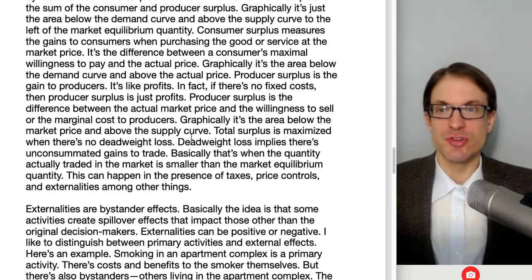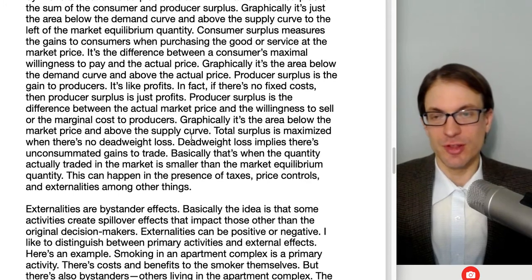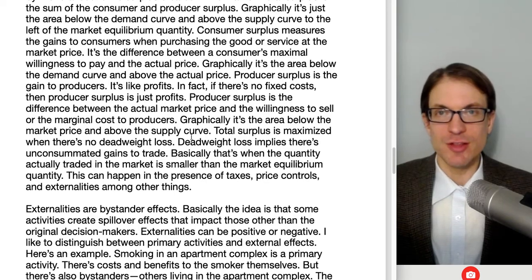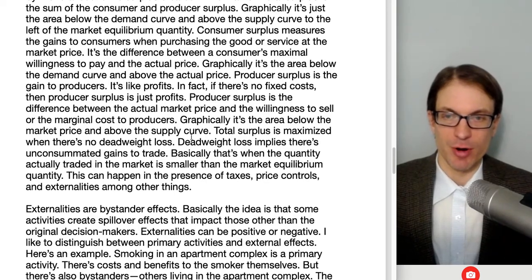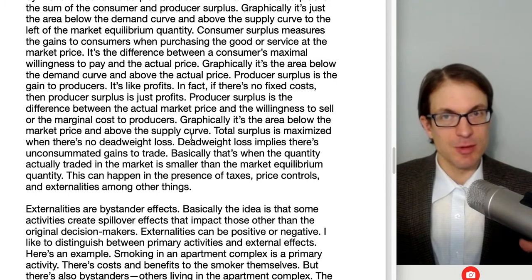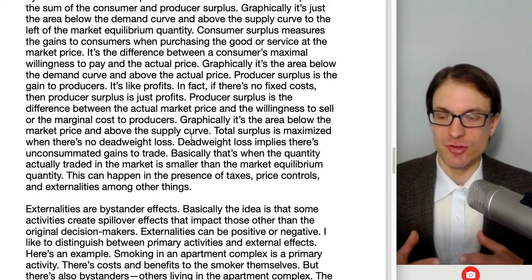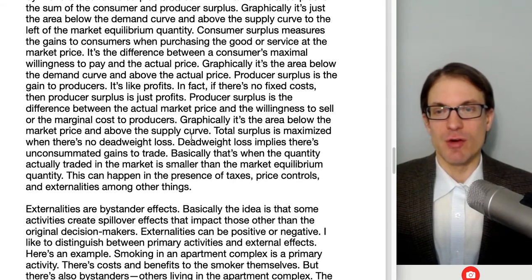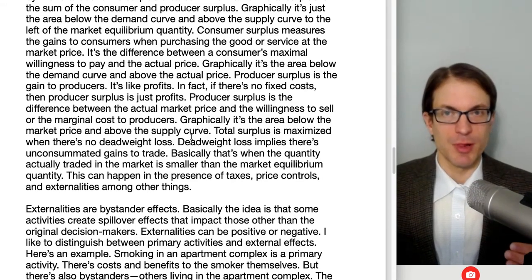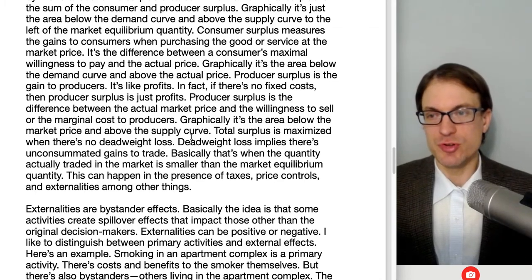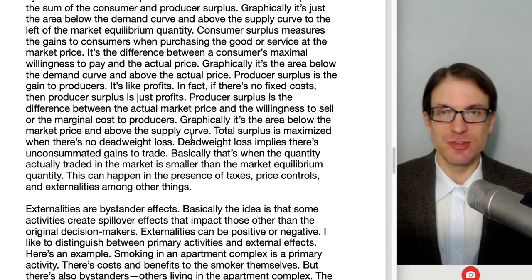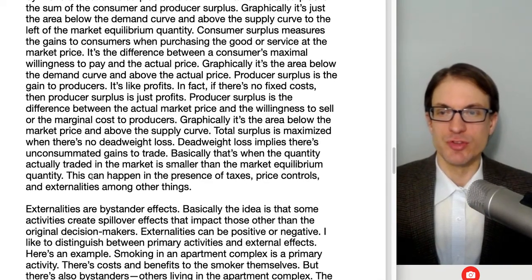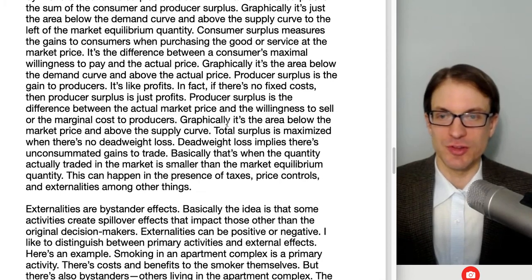Consumer surplus measures the gain to consumers when purchasing the product. It's the difference between their maximal willingness to pay and the price they actually pay. Graphically, it's the area under the demand curve and above the market price. Producer surplus is the gain to producers. It's like profits. Actually, if there's no fixed cost, producer surplus and profits are the same. Graphically, it's the area under the market price and above the supply curve. It's the difference between what producers are actually receiving for the product they're selling, the market price, and whatever their costs were, whatever was their reservation price or their willingness to sell.